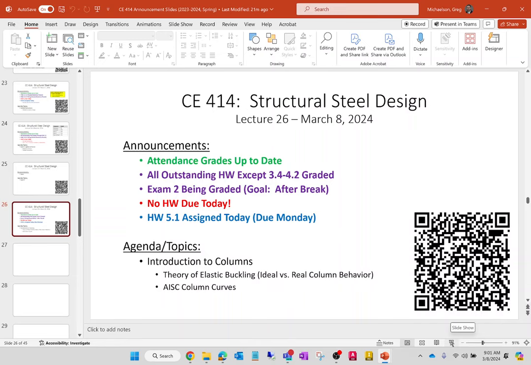Maybe I'm surprised, but there were a couple things I tried to do to make the exam smooth. For example, all the members were channels. You know what I mean? All the steel was the same grade, so it required fewer lookups. But we'll see how it goes.